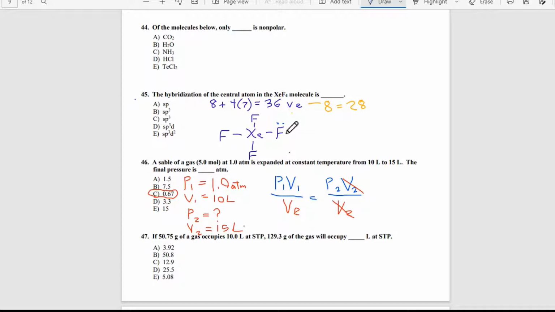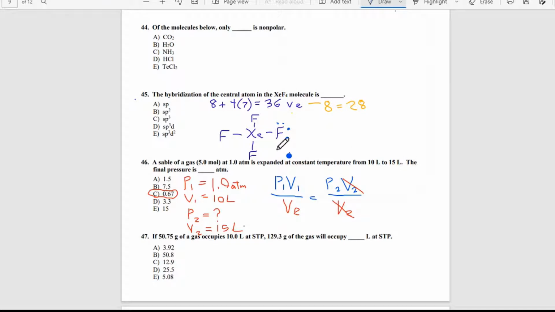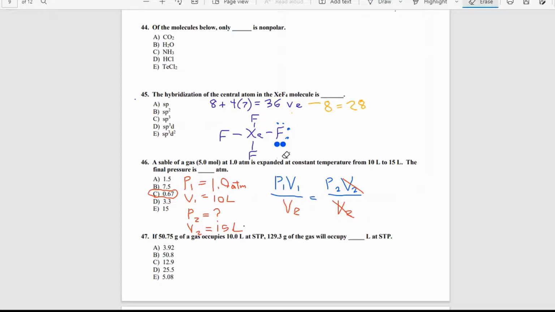So, fluorine. Actually, I'm going to do this, it's going to make it easier. Thickness, I'll make it fat. There we go. Whoa! That's a little too fat. There we go, I like that better. Erase this. There we go.